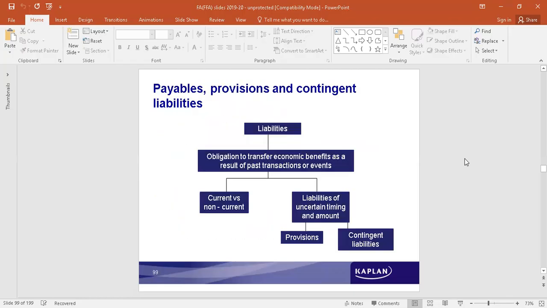Okay. So moving ahead, come to the liabilities side: payables, provisions, and contingent liabilities. What is a liability? Liability is an obligation to transfer economic benefit as a result of past transactions or events. So there is an obligation to settle that because some transaction has taken place in the past. That obligation to settle in terms of transferring an economic benefit, we call a liability.